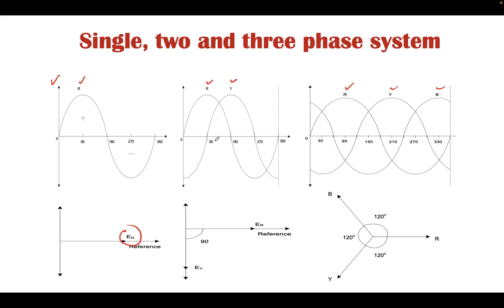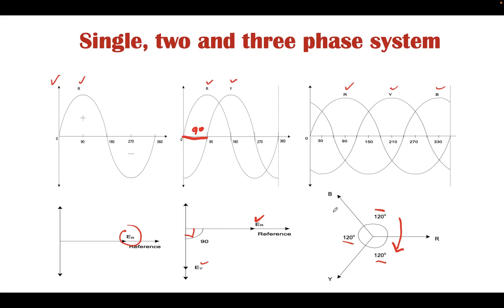In the two-phase case, we have two different quantities displaced by an angle of 90 degrees, and hence if ER is the phase voltage R, then EY is the phase voltage Y, and the angle between these two quantities is 90 degrees. Whereas in a three-phase system, since the peripheral angle is 360 degrees, the three conductors are placed 120 degrees apart from each other. The sequence is always referred to in a clockwise direction.